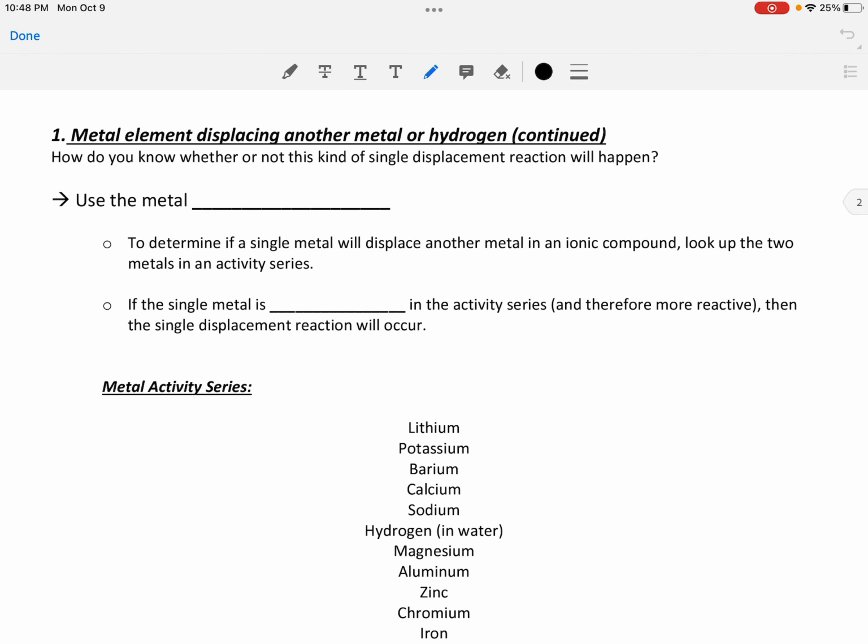Now the next question we have is, how do you even know that a single displacement reaction will happen? It's not just like you can mix any old metal with any old ionic compound and that metal will displace the metal in the ionic compound. That doesn't happen in every reaction. You have to figure out before you even start to do a single displacement reaction, will this happen? How you know is you use what's called the metal activity series.